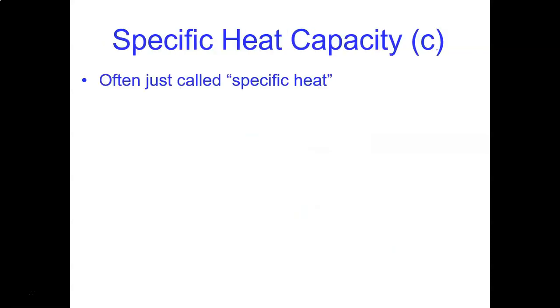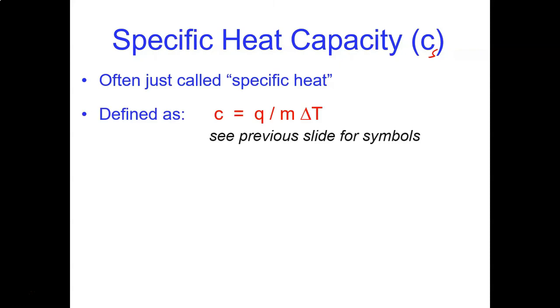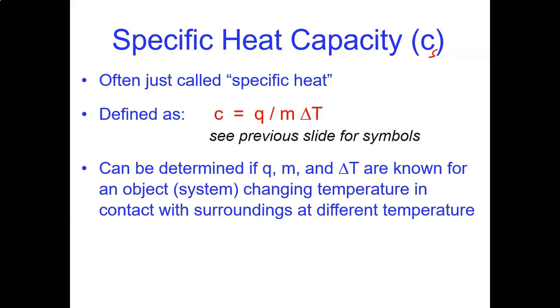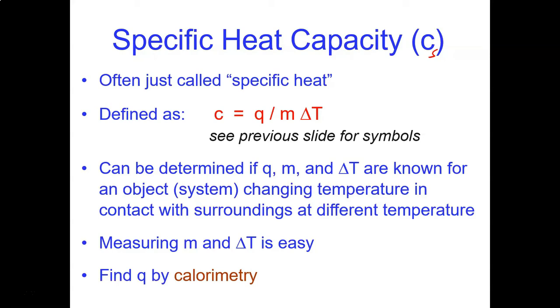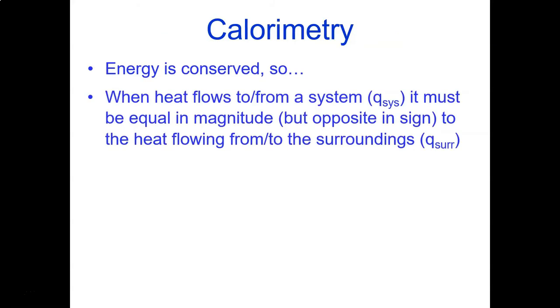The specific heat, Cs, often just called specific heat, is defined as Q divided by mΔT, from the previous equation. And specific heat can be determined if Q, m, and ΔT are known for an object changing temperature in contact with surroundings at a different temperature. We can measure the mass and the change in temperature very easily. Therefore, we will find the Q by calorimetry. Energy is conserved, so when heat flows to or from a system, it must be equal in magnitude but opposite in sign to the heat flowing from or to the surroundings. Therefore, Q of the system always has the opposite sign of the Q of the surroundings.